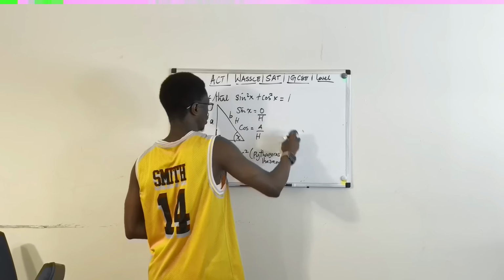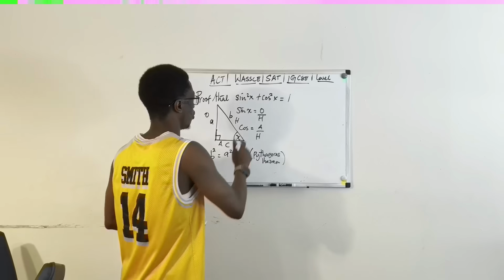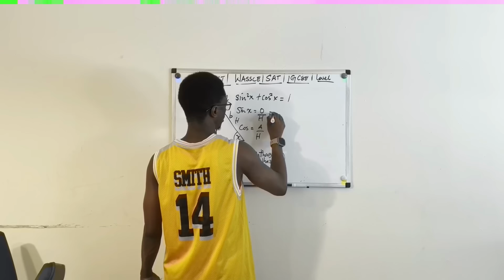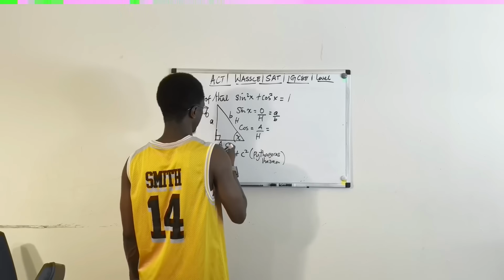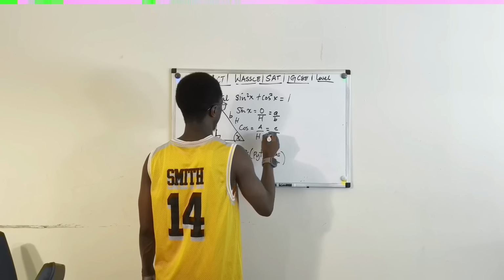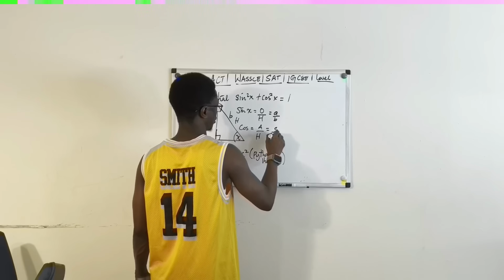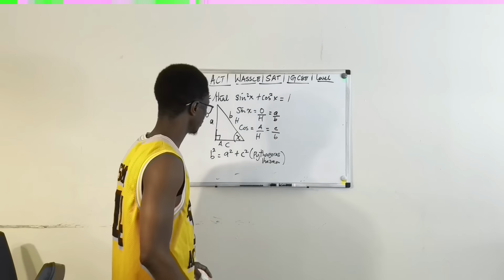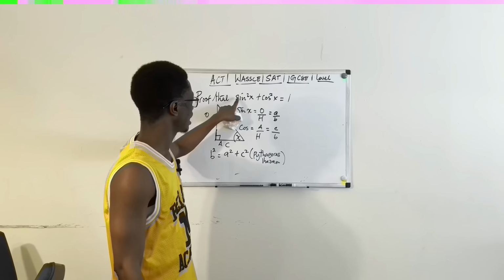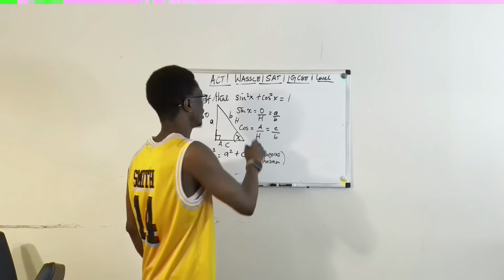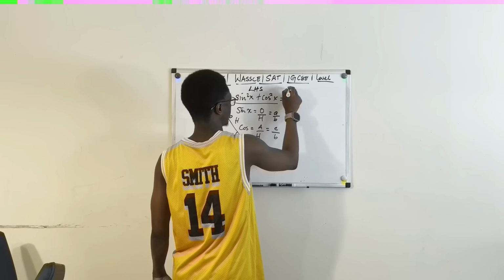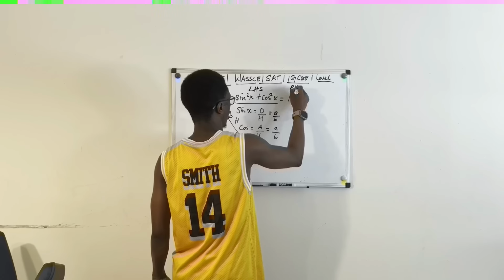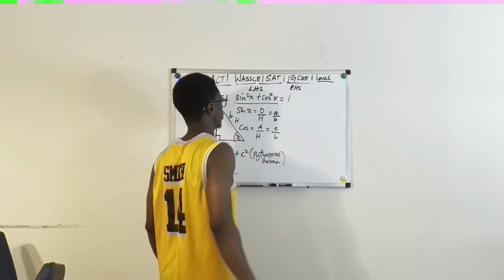Now let's see. If we now know this, what is the opposite? The opposite is A. The hypotenuse here is B. The adjacent here is C, and the hypotenuse is B. So let's just keep that. Now let's prove: sine square x plus cos square x. Let's focus our energy on the left hand side. This is the right hand side. We want to prove whether the left hand side is equal to 1.